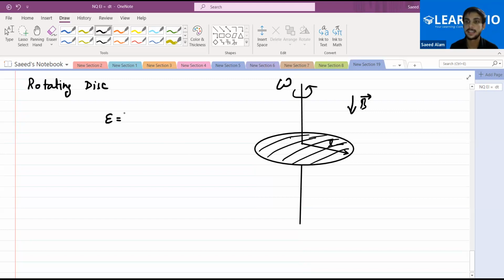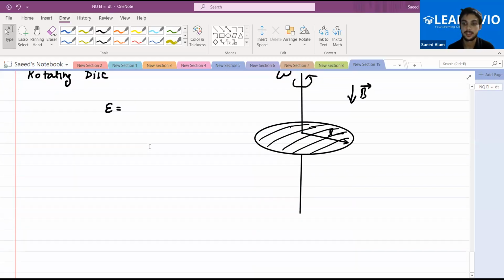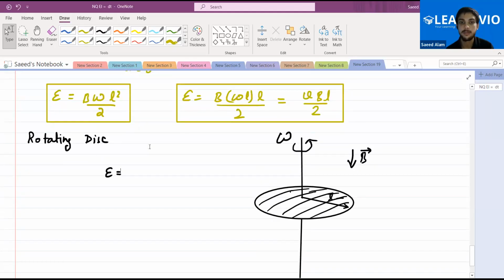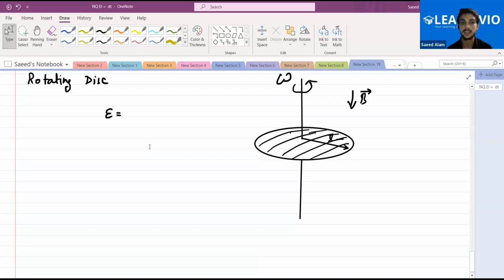Rather than using that particular expression BVL by 2, we should use B omega L square by 2. Because if you are using VBL by 2, you should know that V is the velocity of the extreme point. Yes, sir. So what should be the EMF in this case in this disk? B omega square L by 2, right? You are saying the answer is the same as the above.